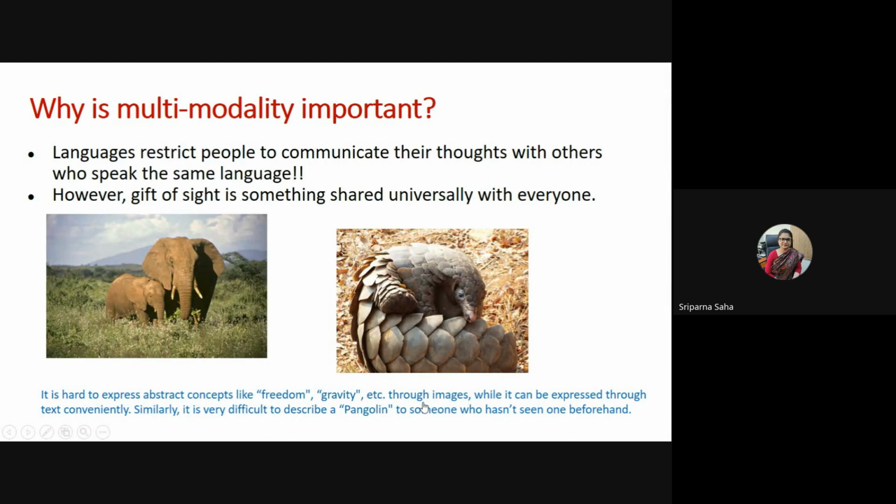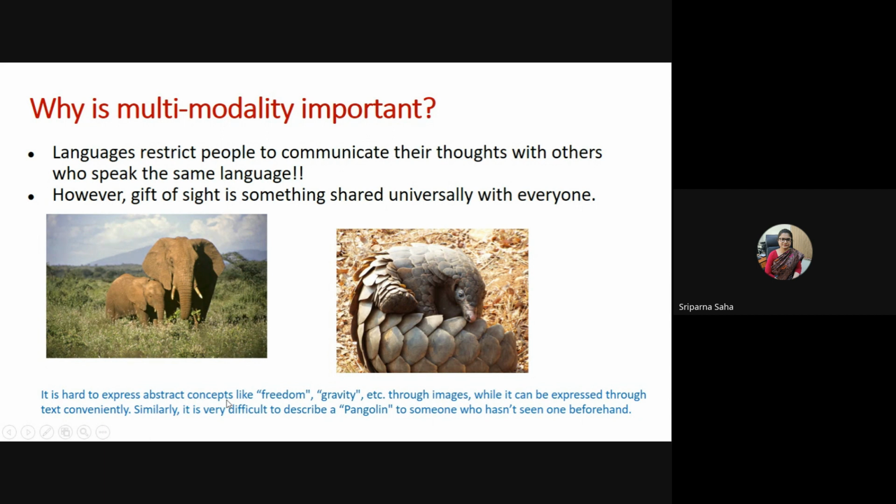Visually we can see many items, so image is a very important modality. It is hard to express abstract concepts like freedom, gravity, etc. through images, while they can be expressed through text conveniently.